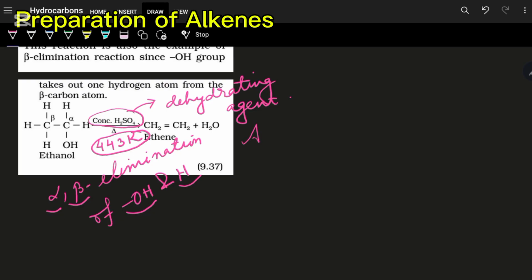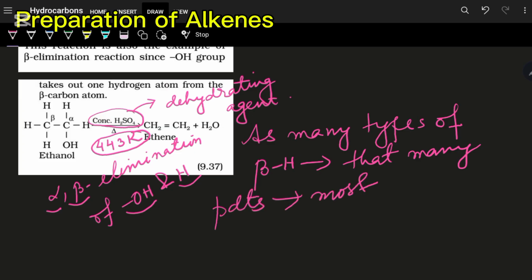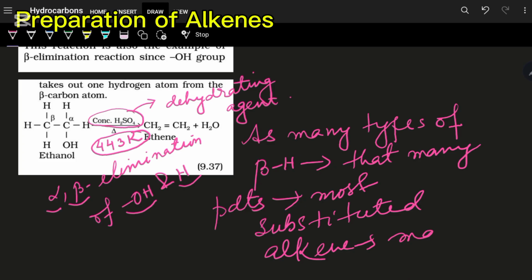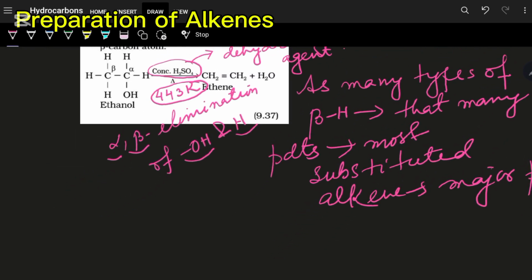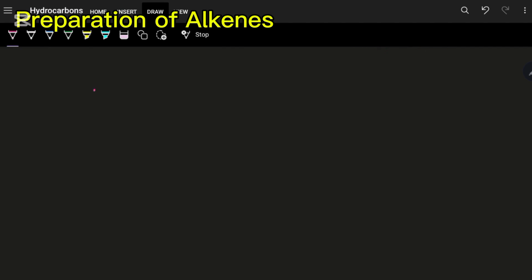Now again the same thing: as many types of beta H, that many products will be obtained, out of which the most substituted alkene will be your major product. So this is again another thing. Now you have to see how this takes place with concentrated H2SO4, what is the mechanism. Let us try to see.